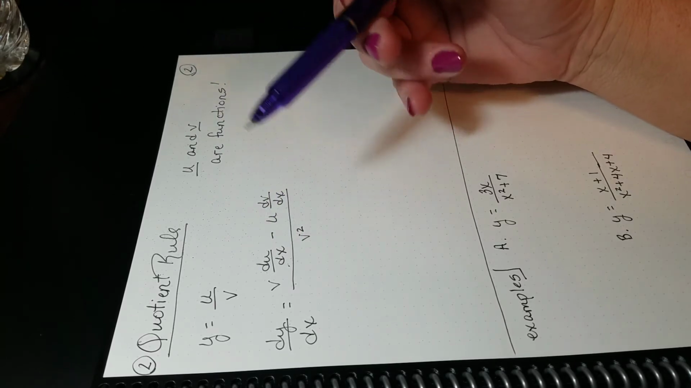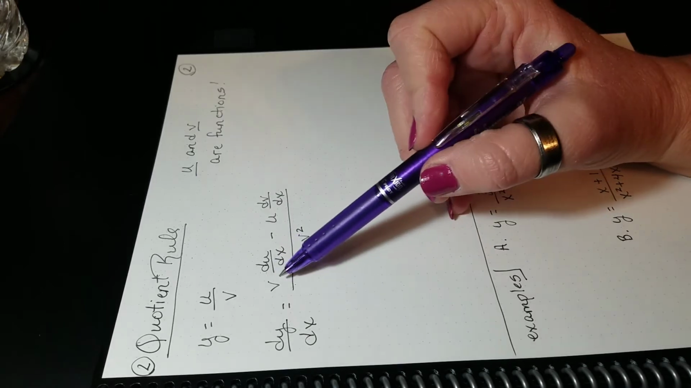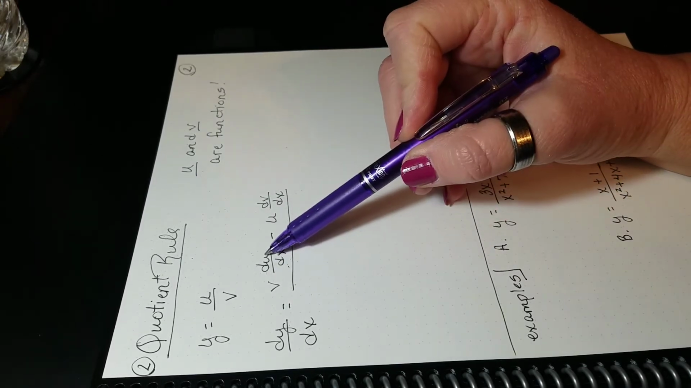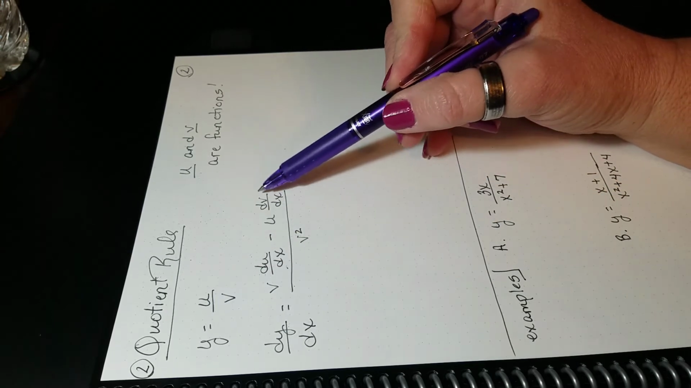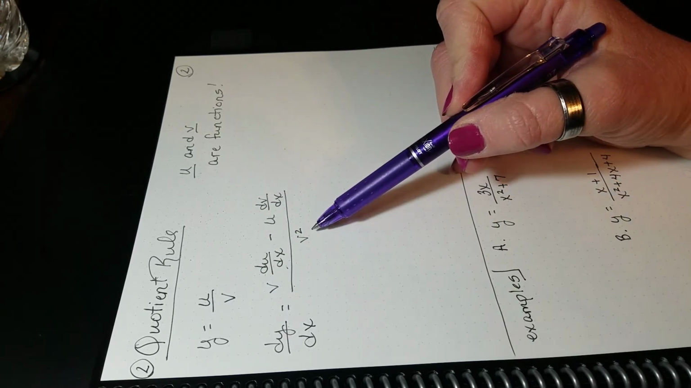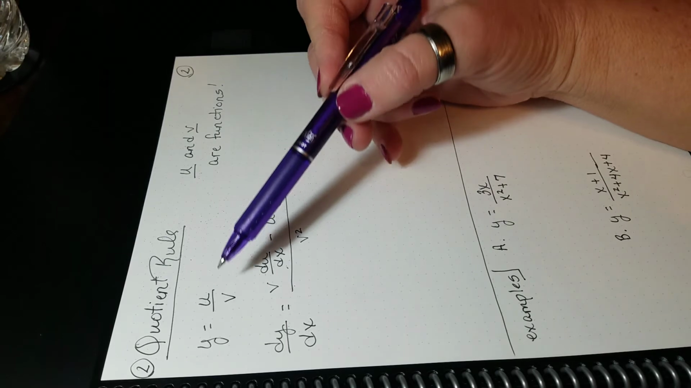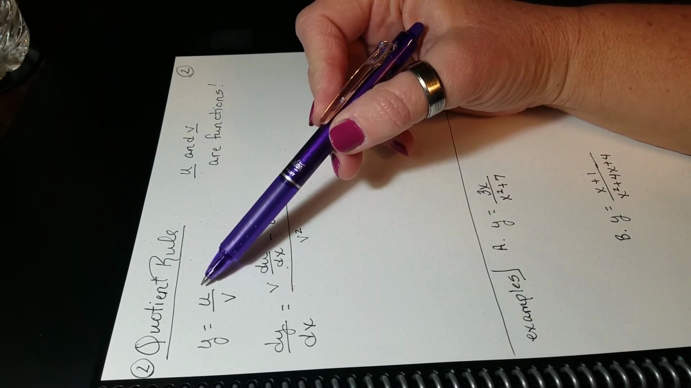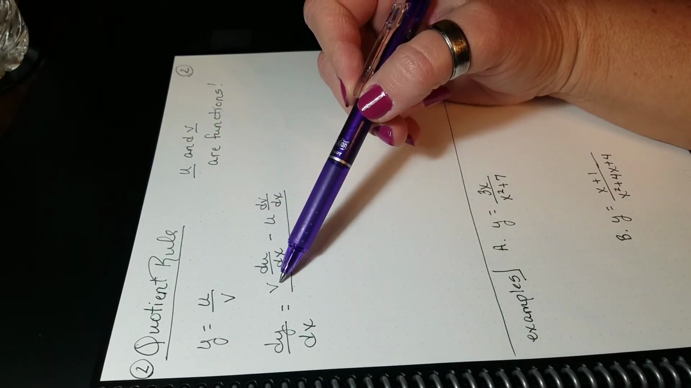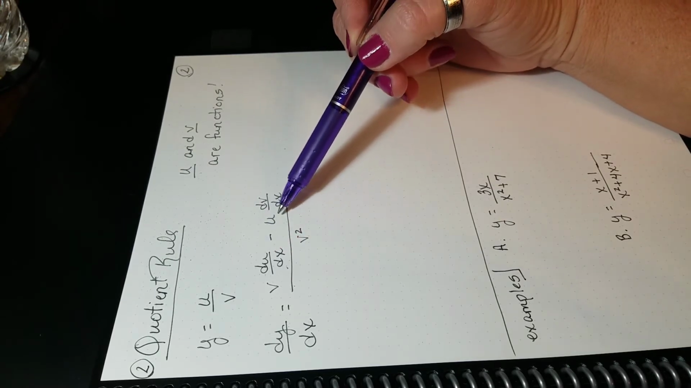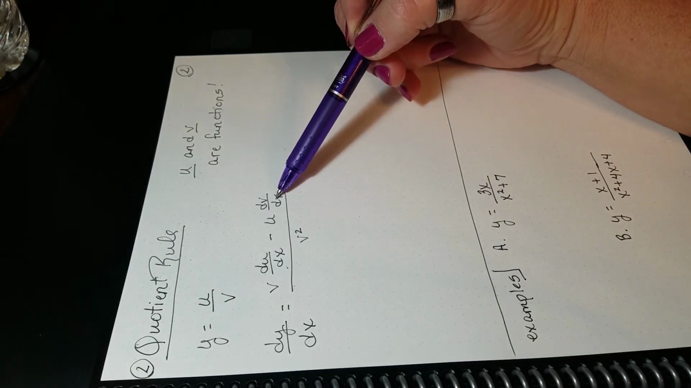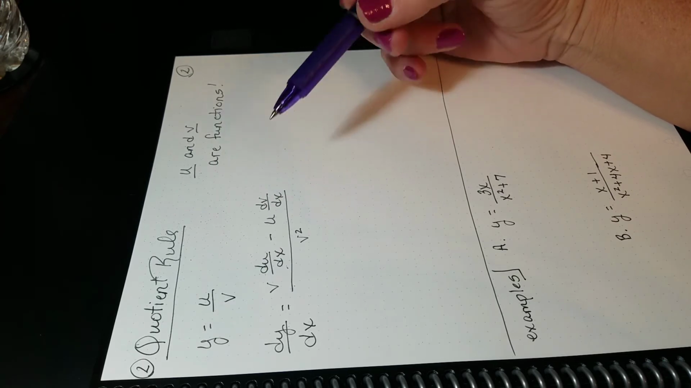So you have to use the quotient rule, which is the bottom v times the derivative of the top, du dx, minus u, which is the top, times the derivative of the bottom, all over the bottom squared. Okay, so look at that again. u is the numerator, v is the denominator. So it's the denominator times the derivative of the numerator, minus sign here, the numerator times the derivative of the denominator, all over the denominator squared.